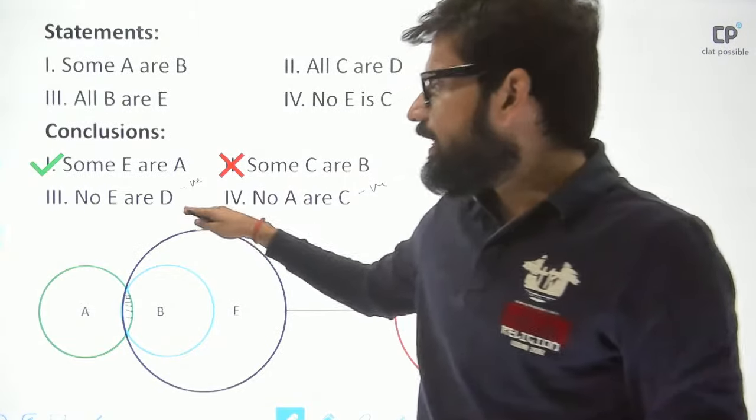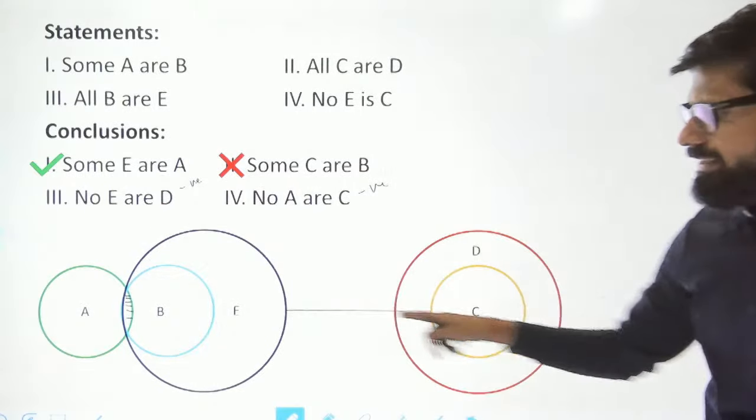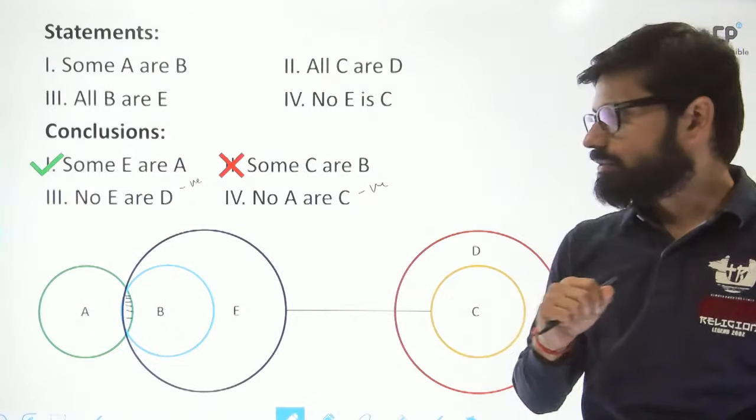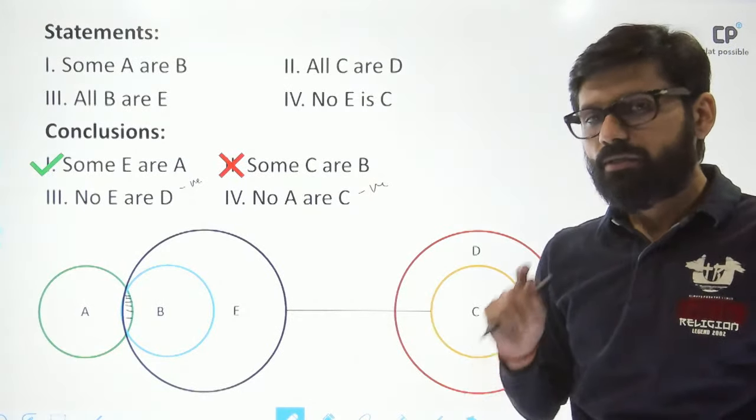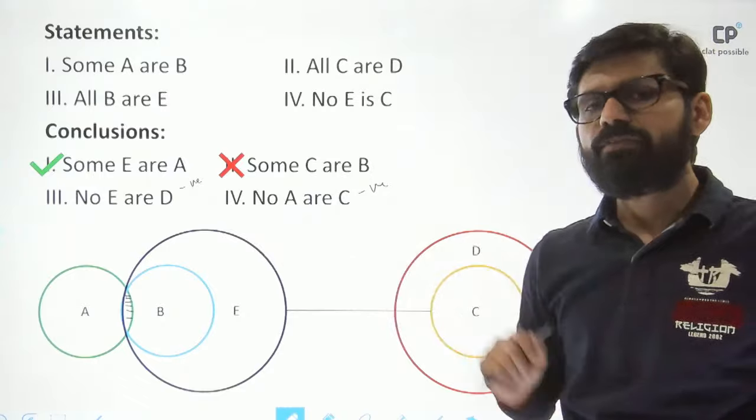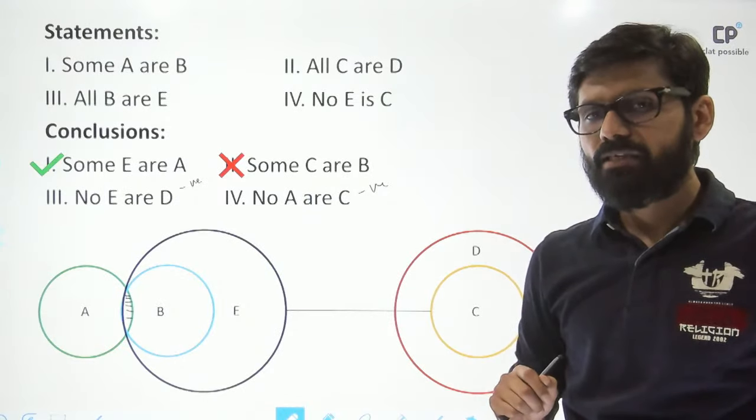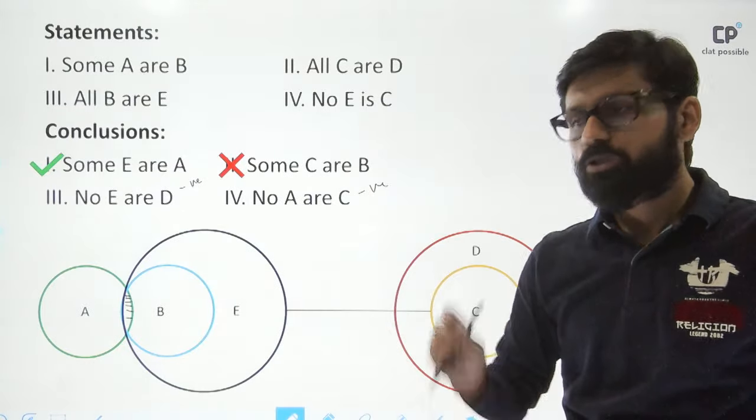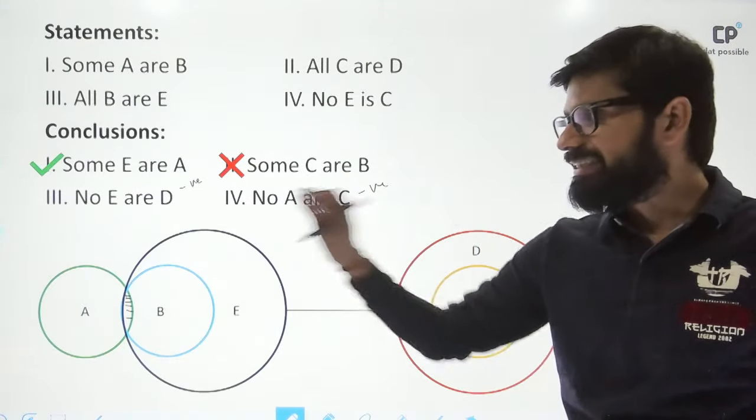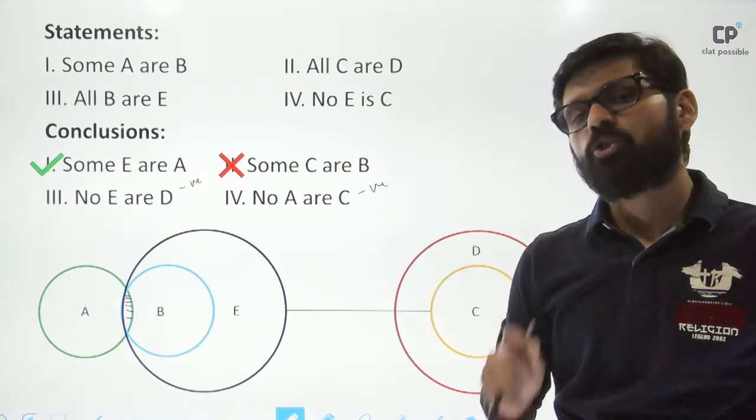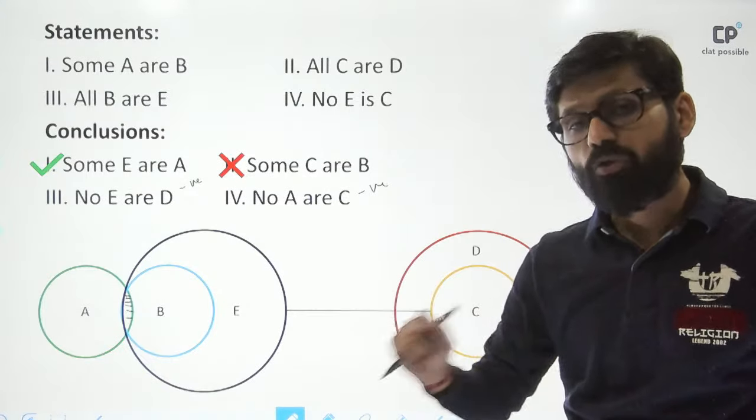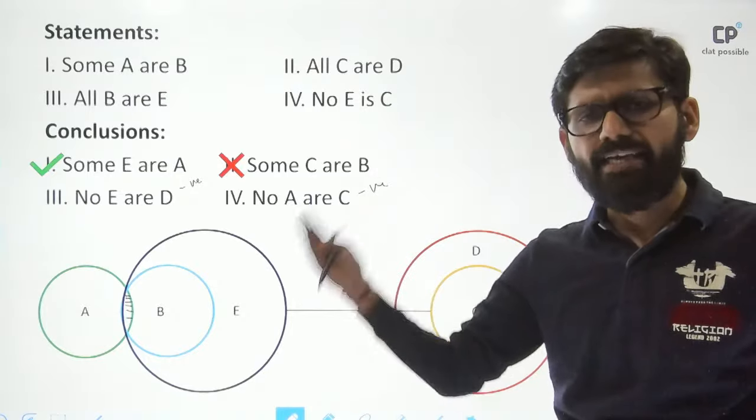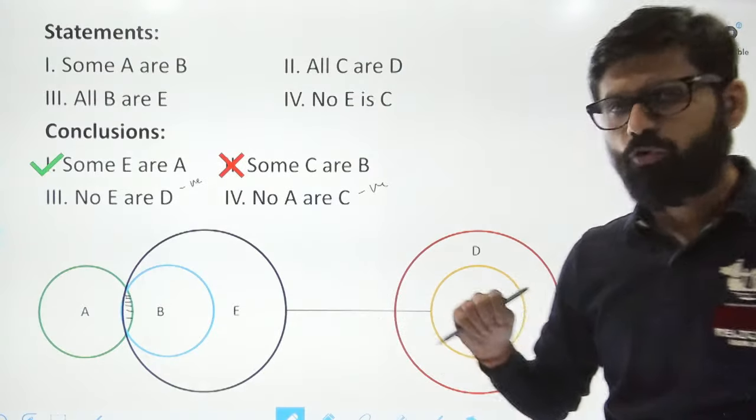And then we have a negative statement, right? No E are D. Now, if you look at the diagram, no E are D follows, right? But in case of negative conclusion statements, this diagram is not enough to know whether the negative conclusion statement is true or not, whether it follows or not.